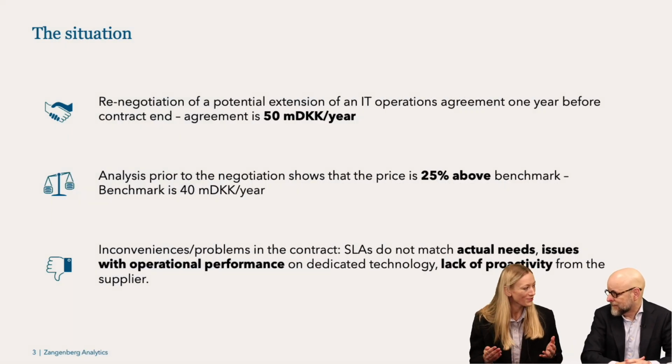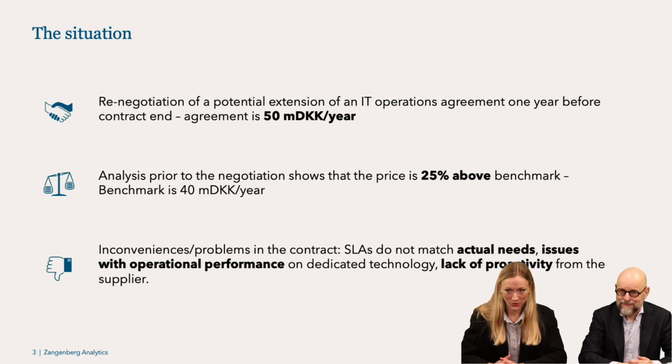The situation for the coming negotiation is a renegotiation of a potential extension of an IT operations agreement. It's 1 year before the contract ends, and the agreement is today 50 million Danish crowns a year. An analysis prior to the negotiation shows that the price is 25% above benchmark, which means that the benchmark for this agreement is 40 million Danish crowns a year.